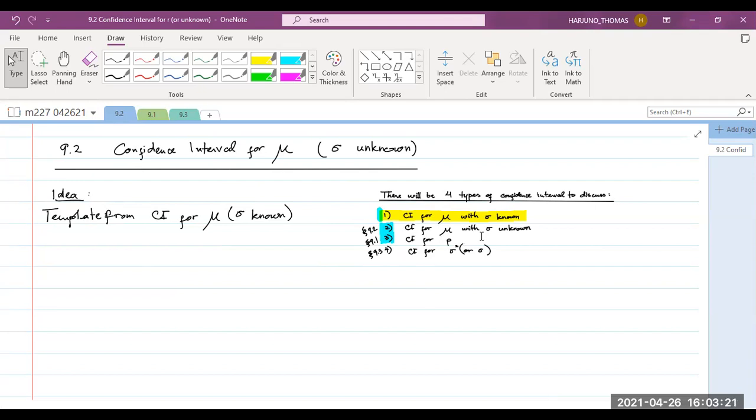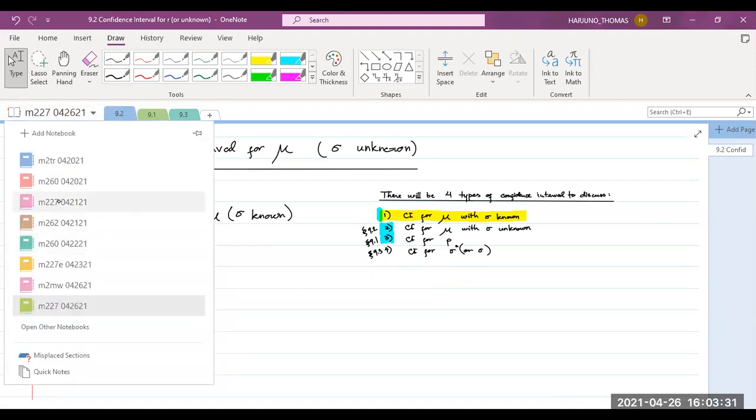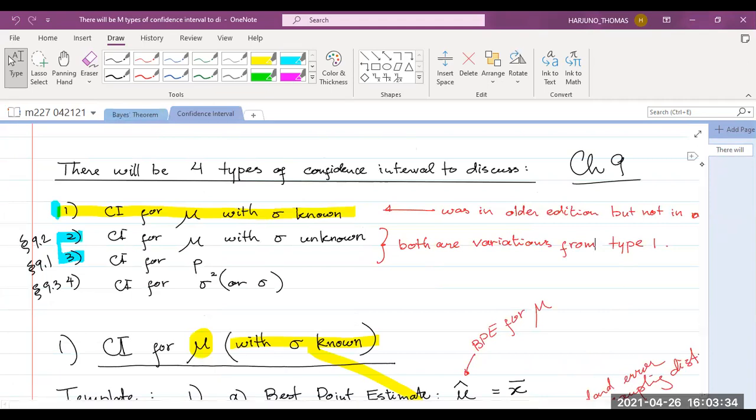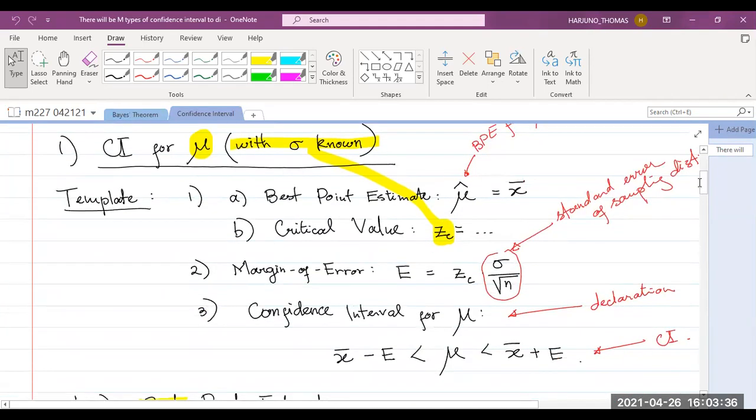Now, the template from last Thursday, let me see again. I want to copy paste only. Yeah, the template was like this. That was the template. Right, the first step, best point estimate. The second step, critical value. The third step is margin of error. And then the last step, we have declaration, and then the confidence interval.